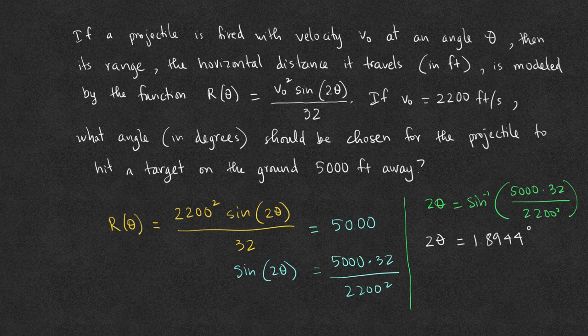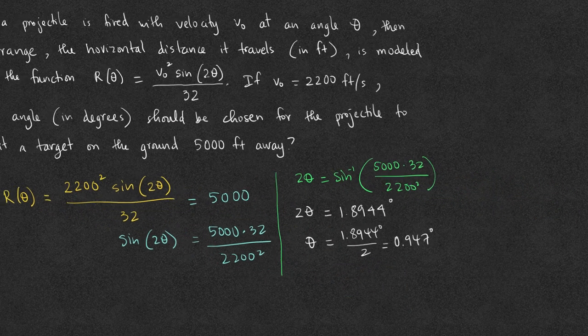1.8944 degrees. And so theta equals 1.8944 degrees over 2, or 0.947 degrees. If the projectile is fired at an angle of 0.947 degrees, then it will hit the target on the ground 5,000 feet away.